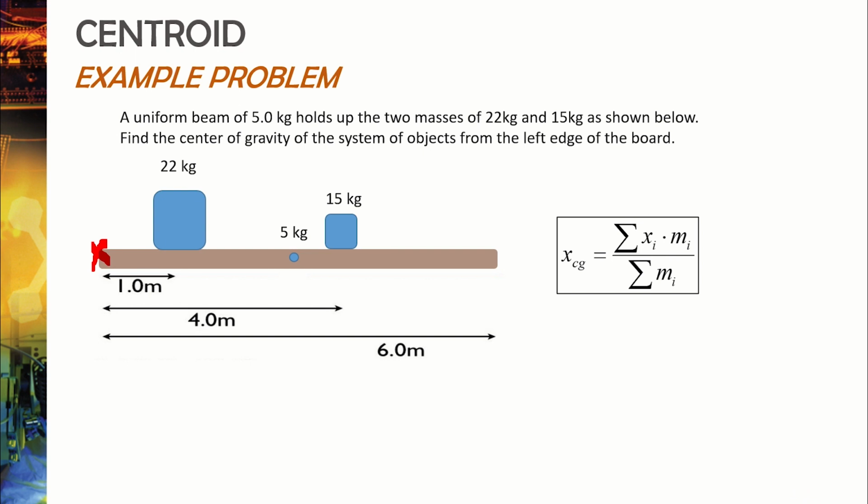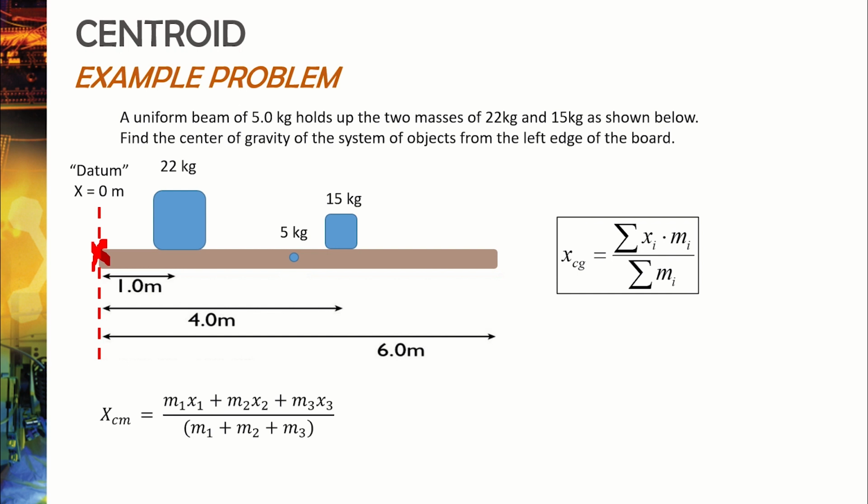Alright, let's go over the answer. So, the first thing you'll want to do is set your datum as I instructed you to do just a second ago. You'll say that the left edge of the beam will be treated as x equals 0. That'll be what we measure everything from. Now we use the following formula to compute the x center of mass, which will be m1 times x1 plus m2 times x2 plus m3 times x3, divided by the total mass.